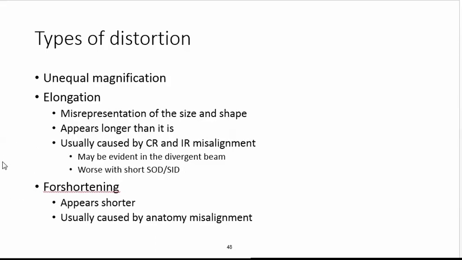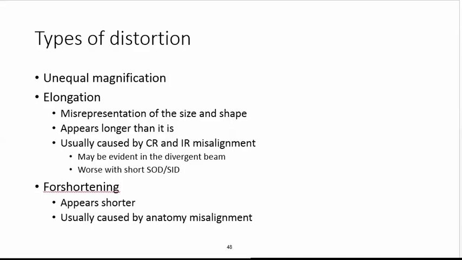So types of distortion, we've got unequal magnification, that is your elongation and your foreshortening. Elongation misrepresents the size and shape of the anatomy. It appears longer than what it is. It's usually caused by central ray angulation and/or image receptor misalignment. It may be evident in the divergent central ray, and that may be worse at short SID and SOD.